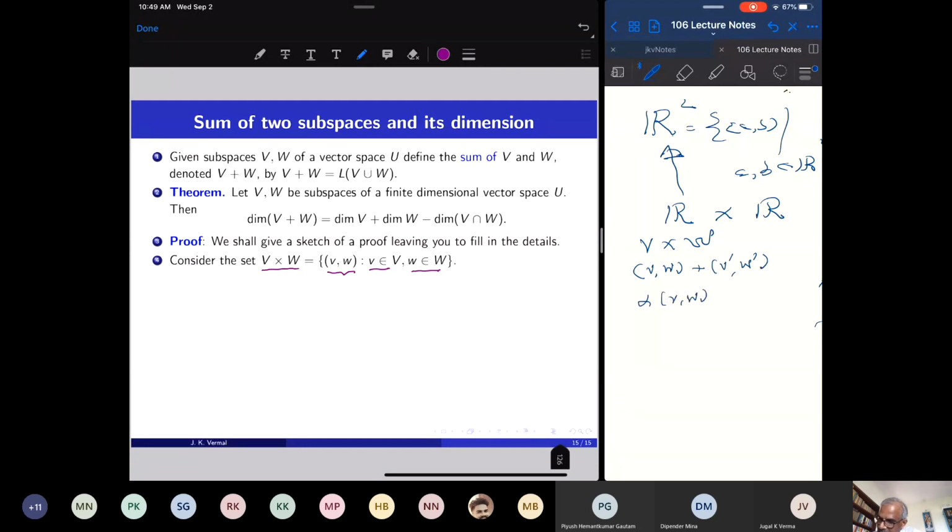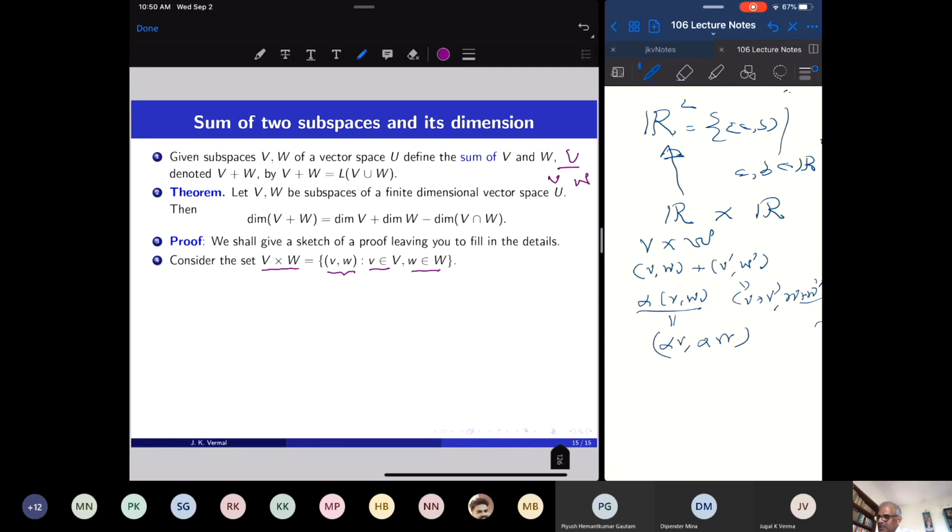Both are vector spaces over the same field of scalars. U is a big vector space, and V and W are subspaces. So all these three are vector spaces over the same field of scalars. Okay, how do we add ordered pairs? Just like we add vectors in R3 or Rn, simply add component wise. (v, w) + (v', w') is equal to (v + v', w + w'), and alpha times (v, w) is simply (alpha v, alpha w).